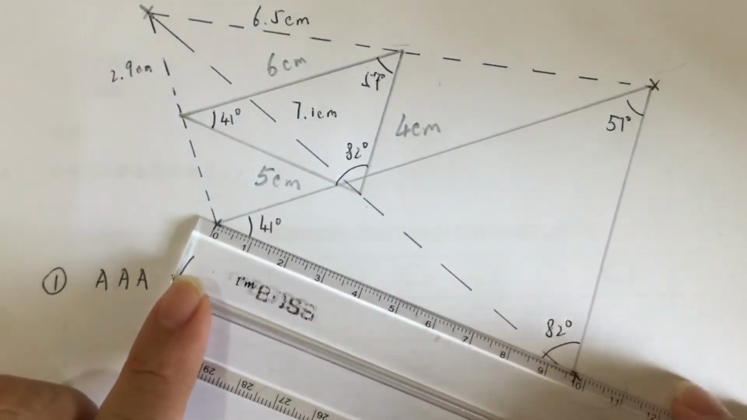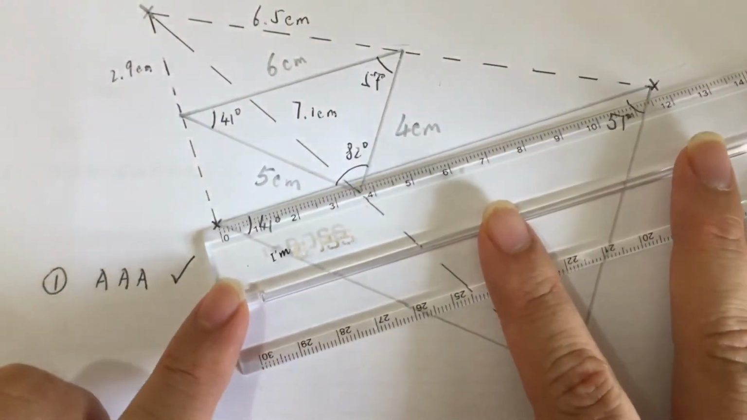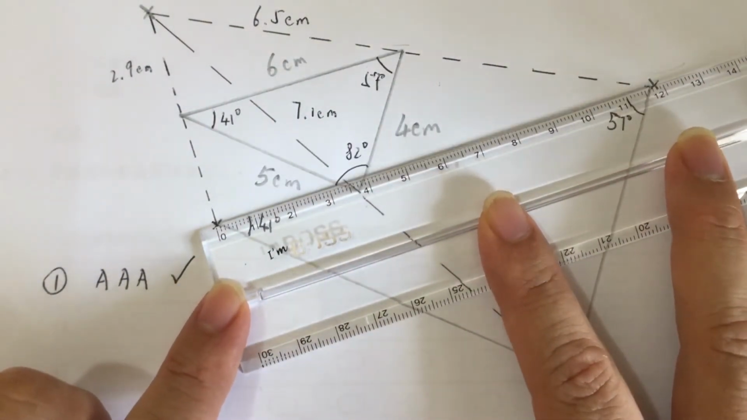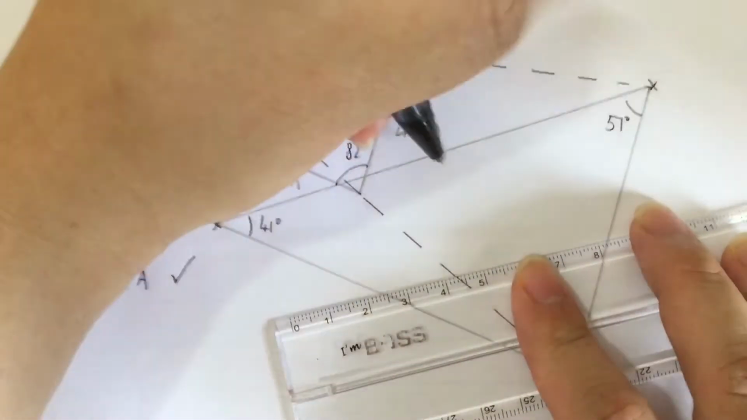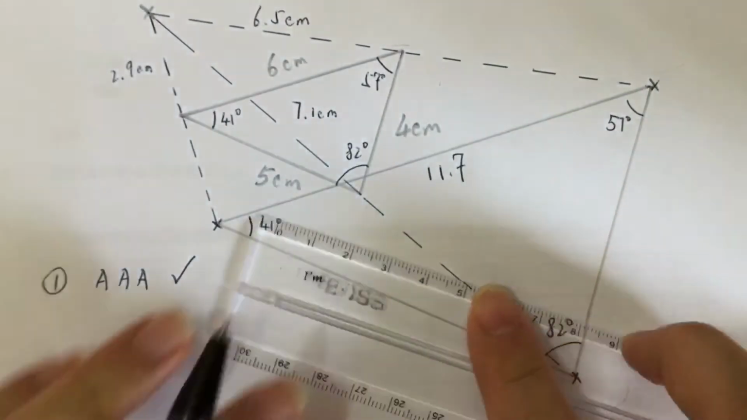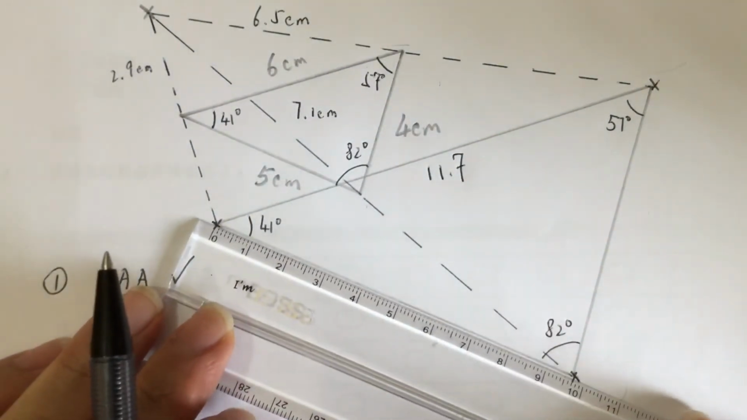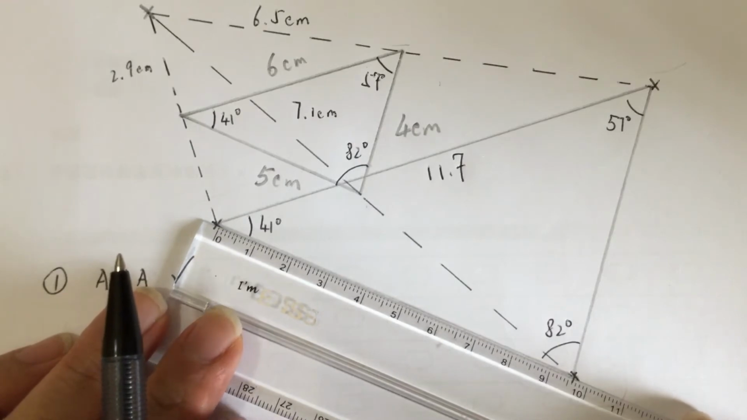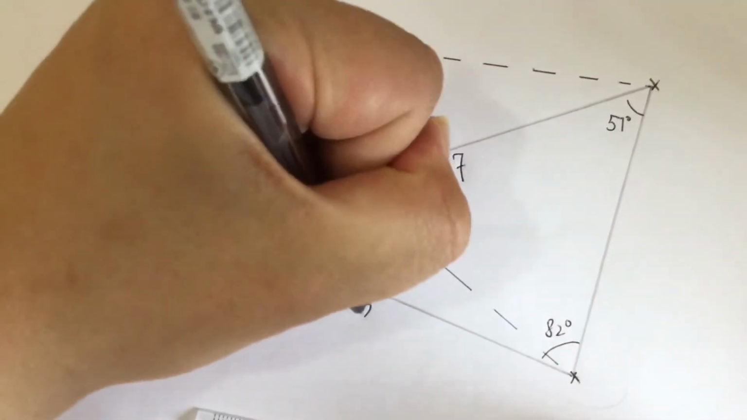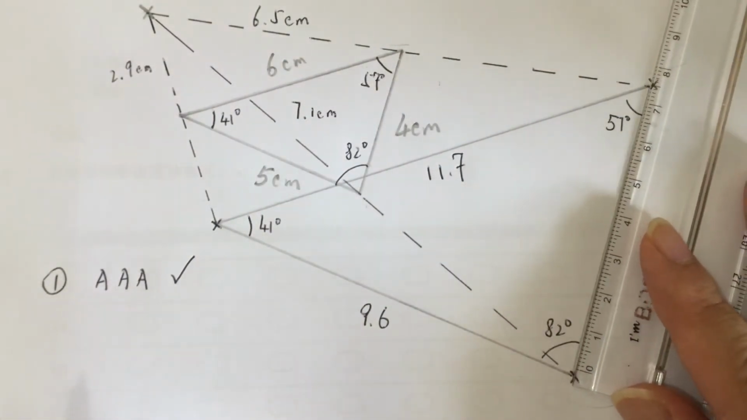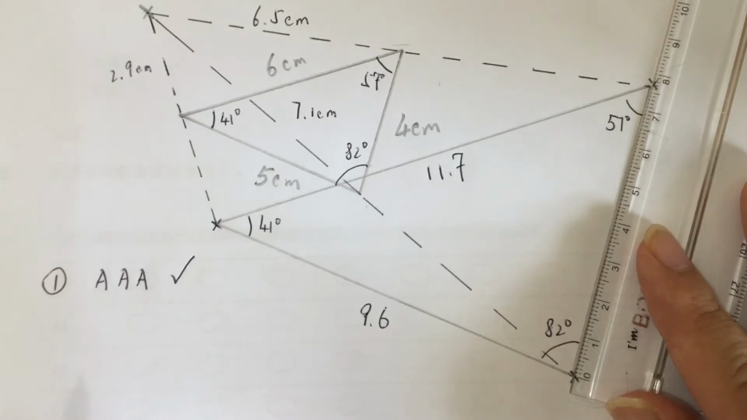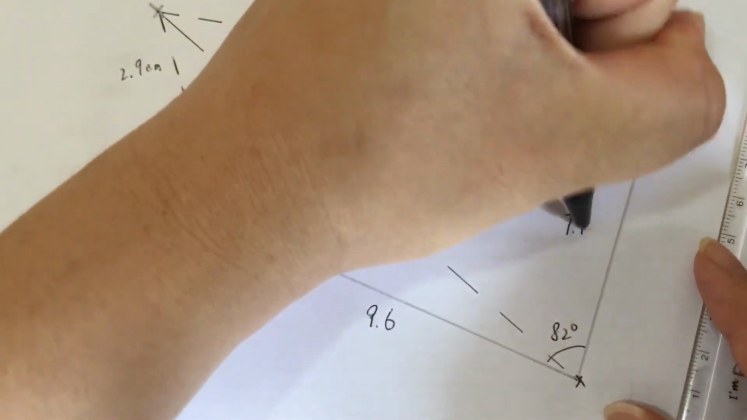And also this one. Yeah, okay, let's do it. First of all, this one is 11.7. Okay, so I will say this one is 11.7. Okay, almost. And then we will see this one is 9.6. And finally, you will see the last one is 7.7 something. 7.7 cm. Okay.